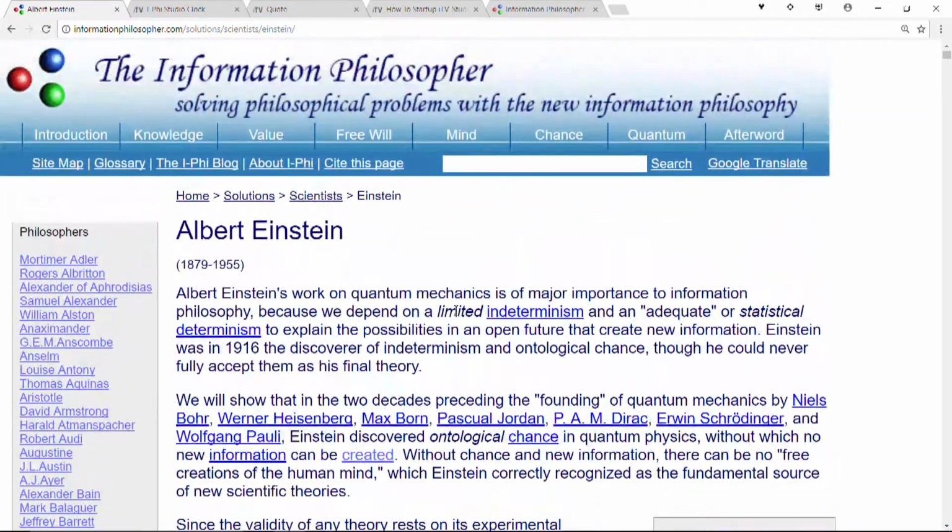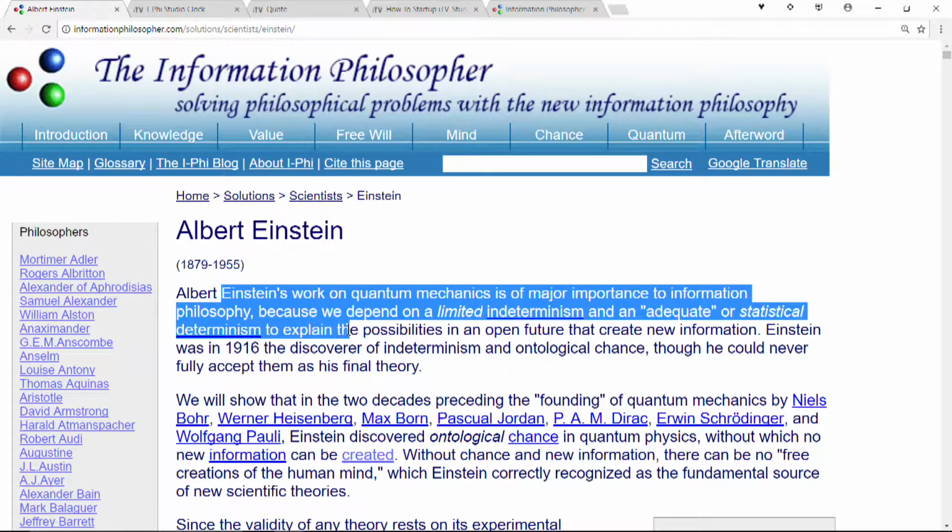I would just like to then look over the time here and start in right at the first paragraph. And I argue that because of that indeterminism that I mentioned, Albert Einstein's work on quantum mechanics is really of major importance to the whole idea of information philosophy. So why is it so important?